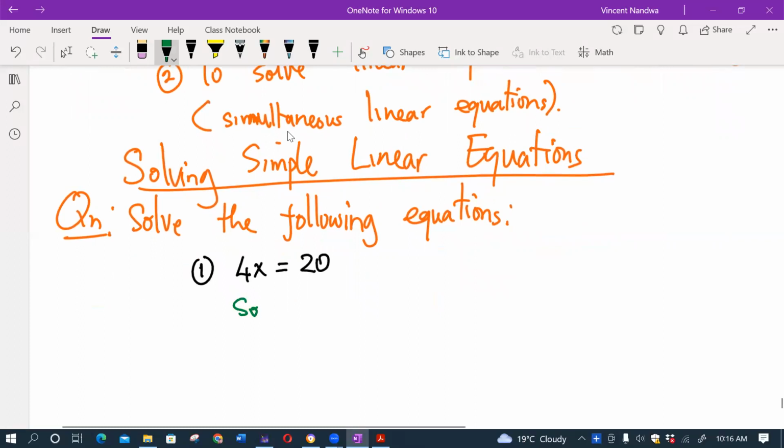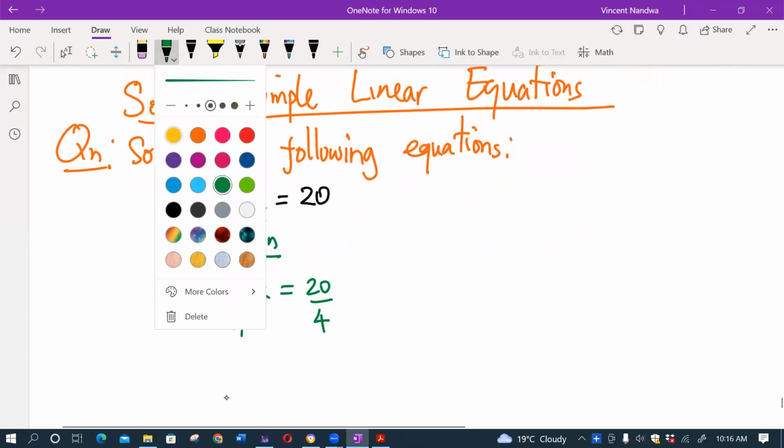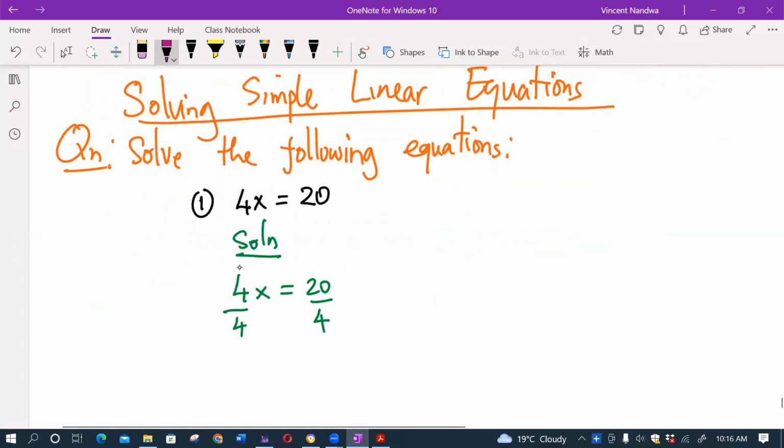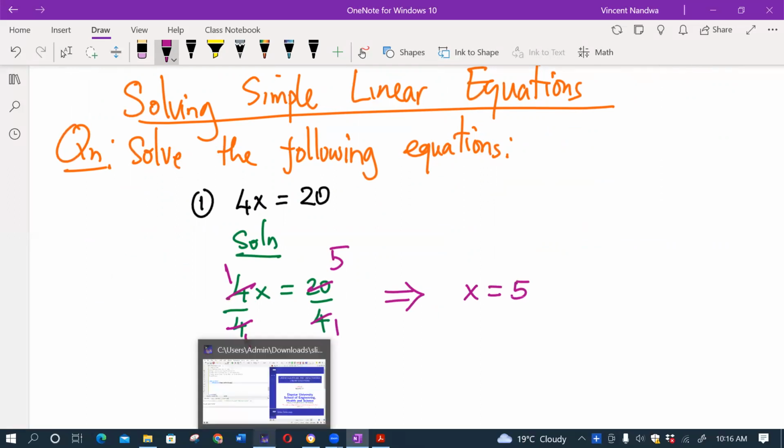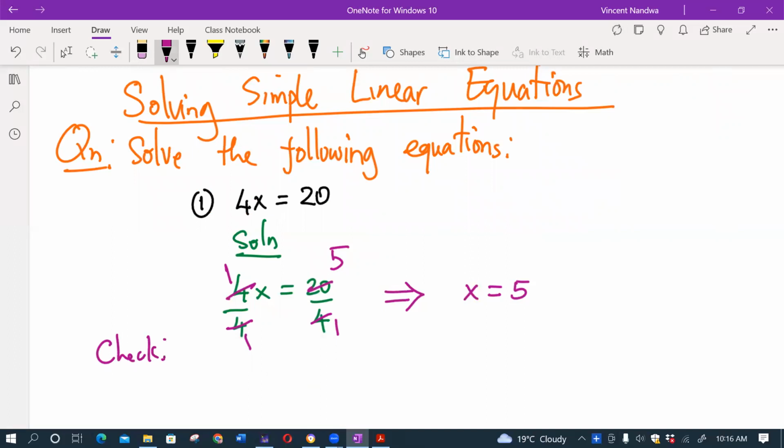So solution: 4x equals 20. So to get x, we divide through by 4. So that 4 and 4 cancel out. 4 into 20 is 5. So this implies x equals 5 is a solution. And a quick check, 4 times 5 is 20, and that's what we expect to get.